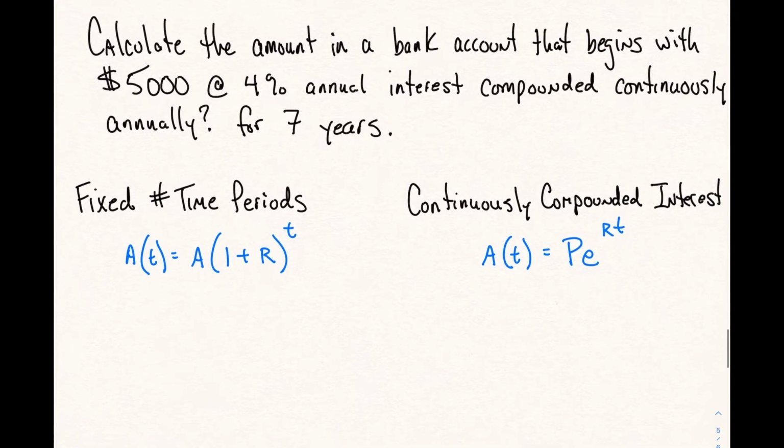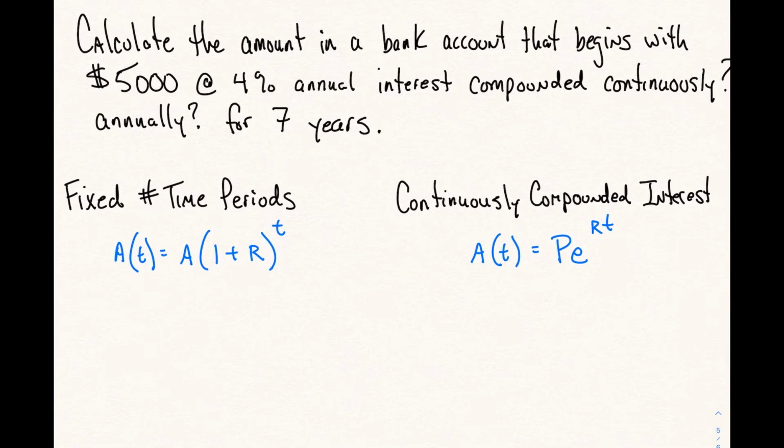So here is a typical question you'd see in any textbook. Calculate the amount of money in a bank account that begins with $5,000, that grows at 4% annual interest, and they want you to do it two different ways. They want you to compound it continuously, and they want you to compound it annually for 7 years. So let's fill in some basics here. So we're trying to figure this thing out. It's a $5,000 initial investment at 4%, so 1.04 for 7 years.